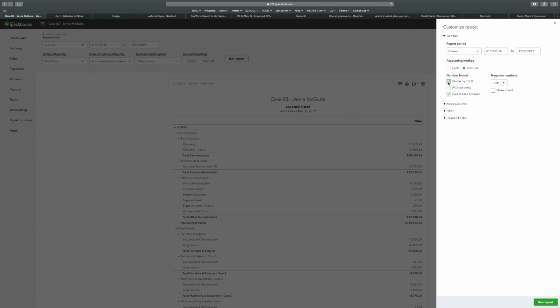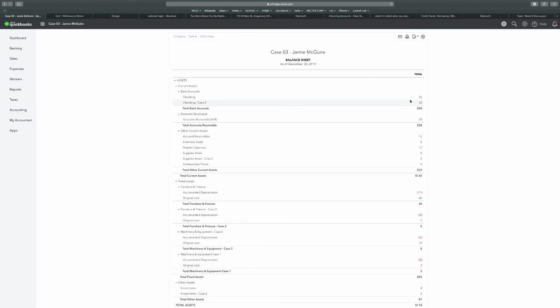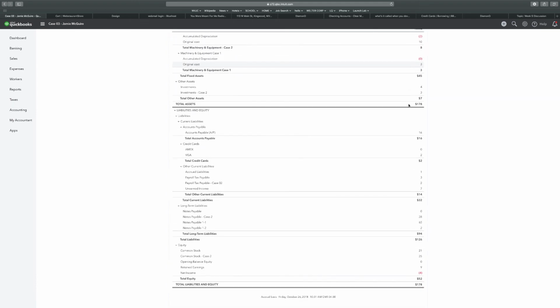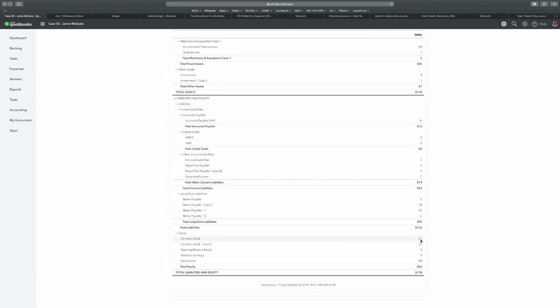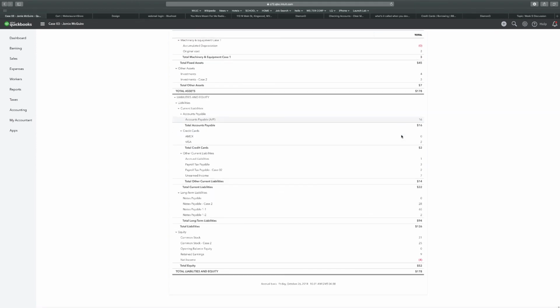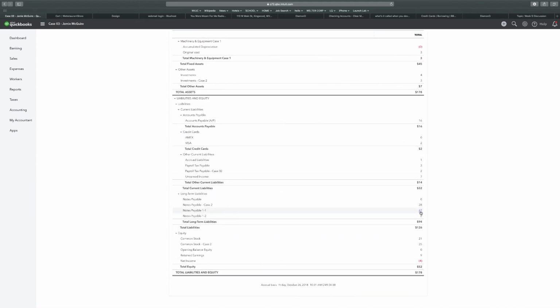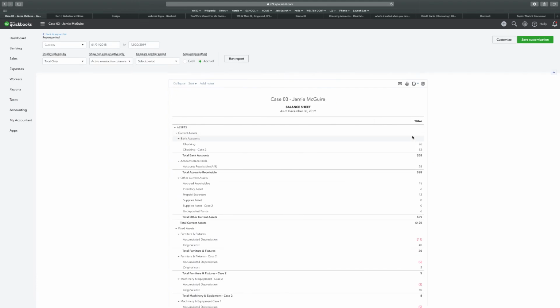You can divide it by 1,000. If the numbers are too large for you, you can take the cents off. I like to show negative numbers in parentheses and in red. Let me run that report and see what it looks like. And look at these little small numbers we get to deal with now. The small numbers are better if you're dealing with millions. So this is 178 million. This is 28 million. This is 2 million, versus all those zeros.